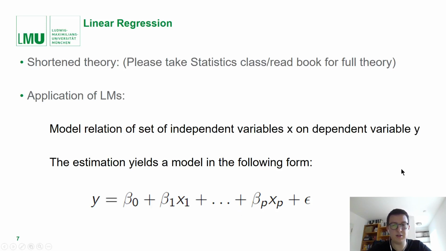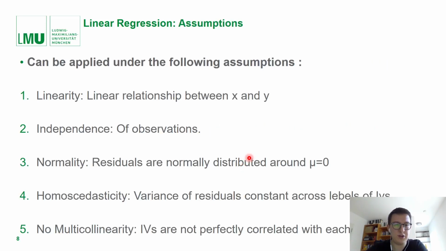In general, the application that we have is to model the relation. Let me take my laser pointer. To model the relation of a set of independent variables, we call them x, as I previously showed you in the example, on a dependent variable called y. Let's ignore the bottom part first. It can be done under certain assumptions that need to hold for linear regression to be an applicable modeling method. These are the 5 assumptions.